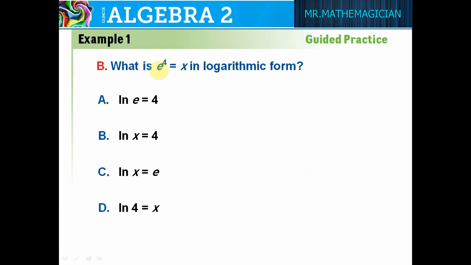What is e to the power of 4 equals x in logarithmic form? Yes, it's B. e to the power of 4 equals x, so ln e to the power of 4 equals ln x, so 4 equals ln x, or ln x equals 4, so B is the accurate choice.